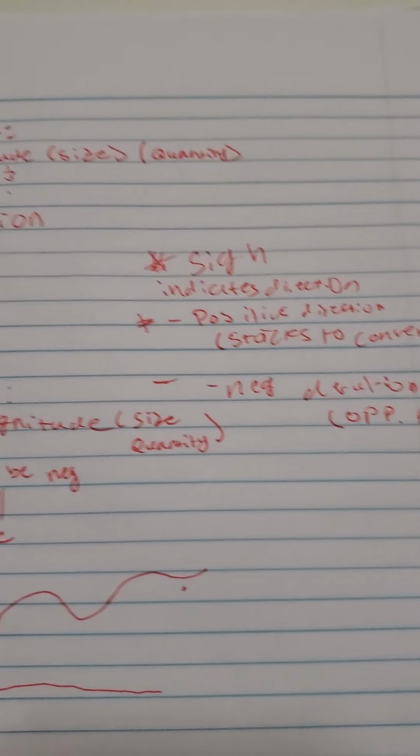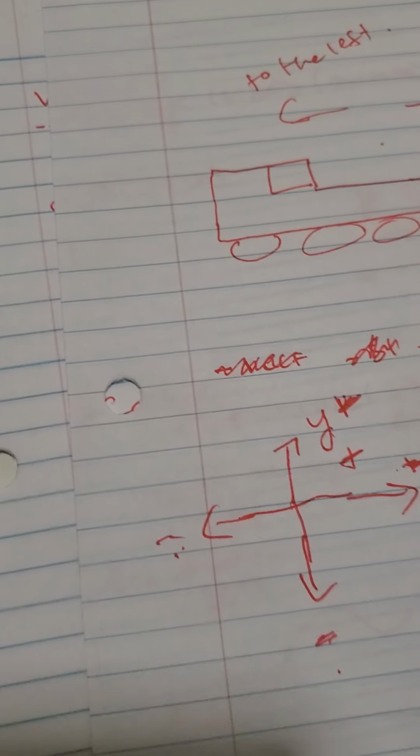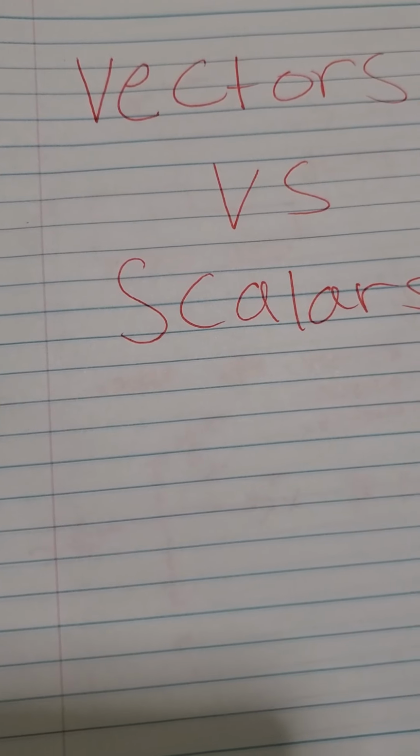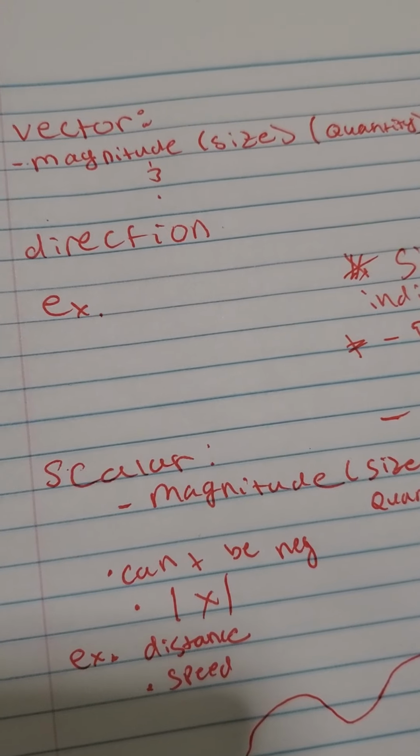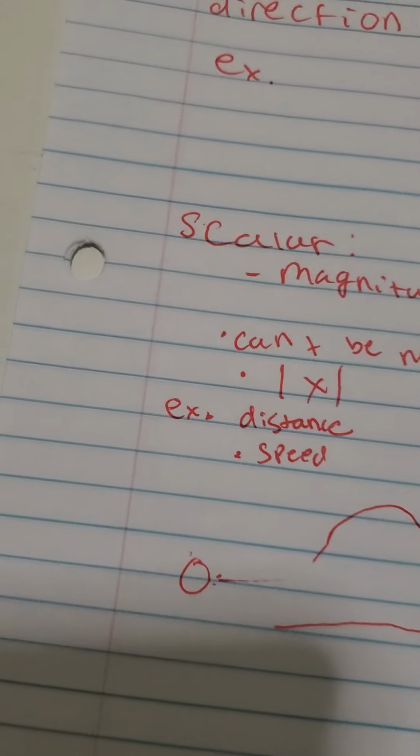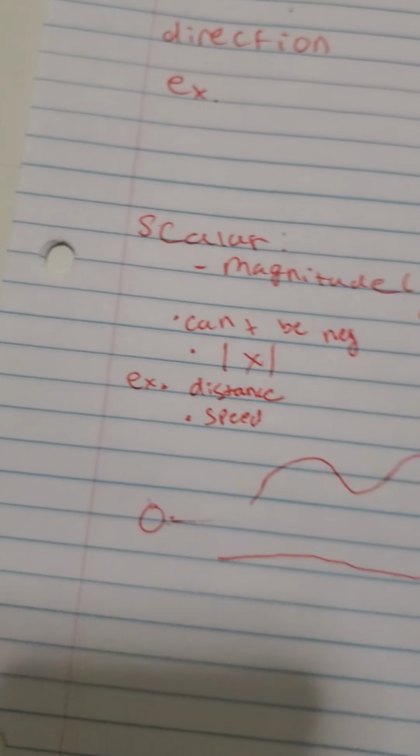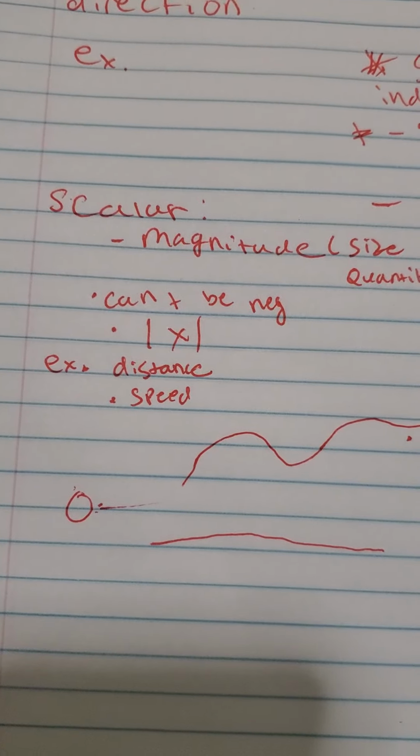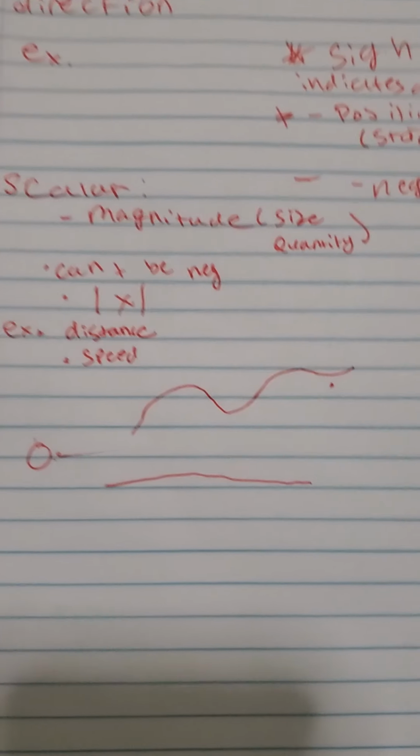Lastly, let's just review what's going on. We have two new ideas brought to us: vectors and scalars. Vector quantities have size, magnitude, and direction, allowing things like velocity, acceleration, and displacement. Whereas scalar quantities only have a magnitude, a size, or a quantity, and it can't be negative. And we always take the absolute value. Distance and speed are examples.